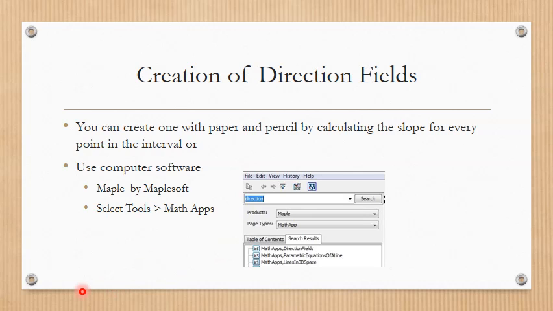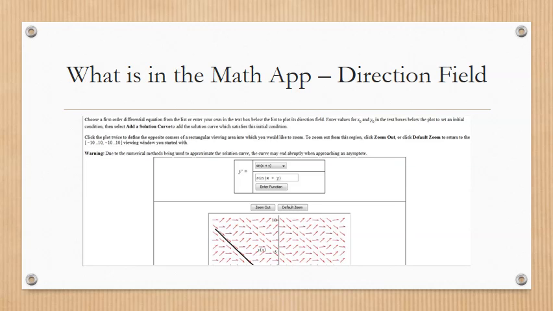After you click Math Apps, you're going to see a search window. In that search window, come down to page types and select math apps, and then search for direction. That's all you should need. Once that pops up, you see Math App: Direction Fields. Click on that, and that should execute the direction fields application.